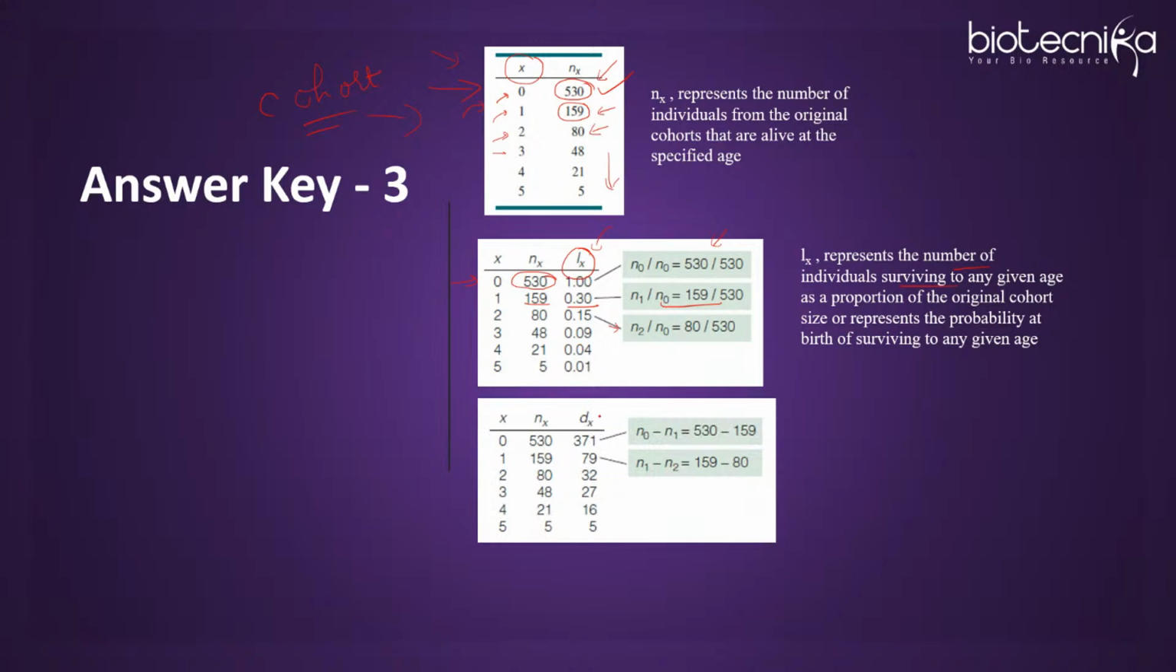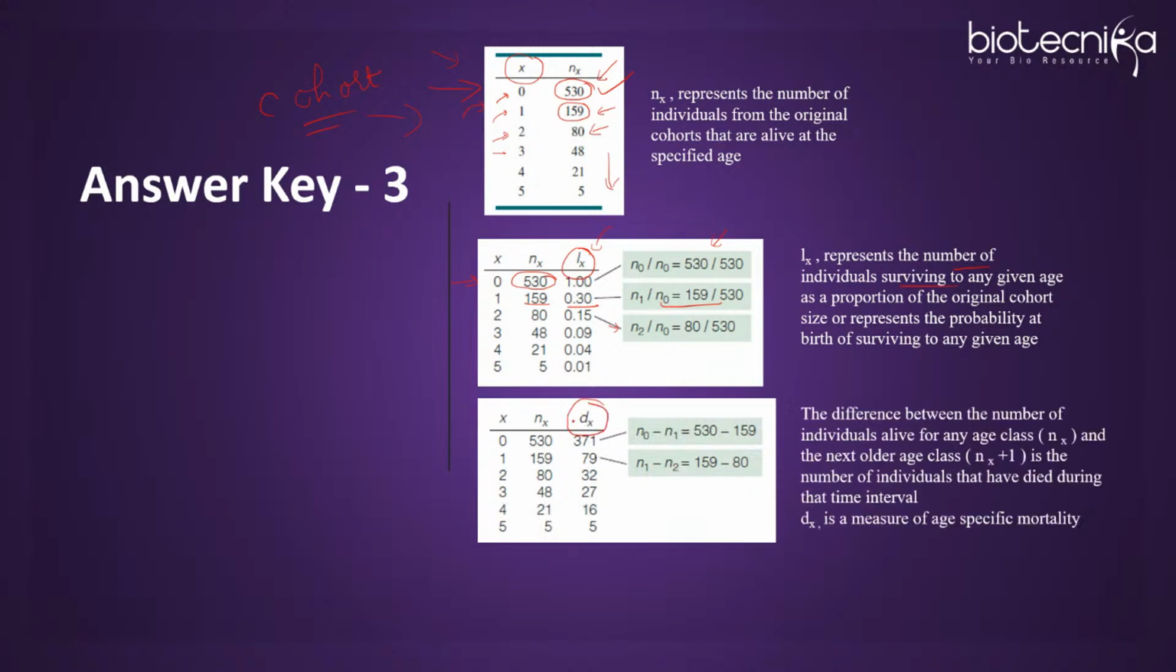Now, the next variable, dx. What is dx? Dx is the mortality, right? So, how many individuals died? How are you going to calculate that? So, 530 minus 159, 371. Likewise, 159 minus 80, 79.